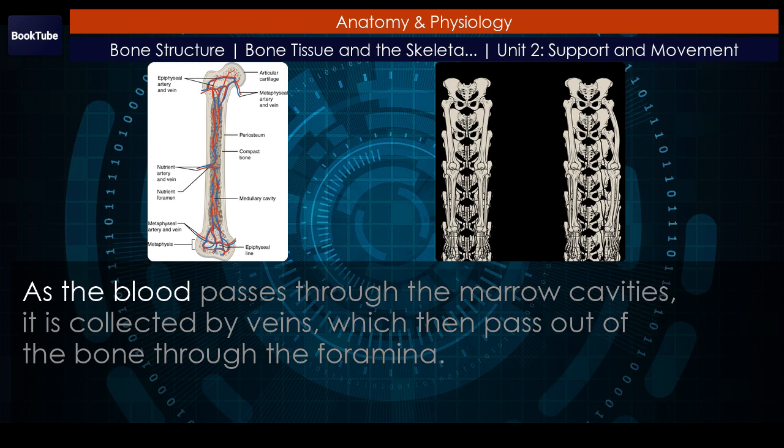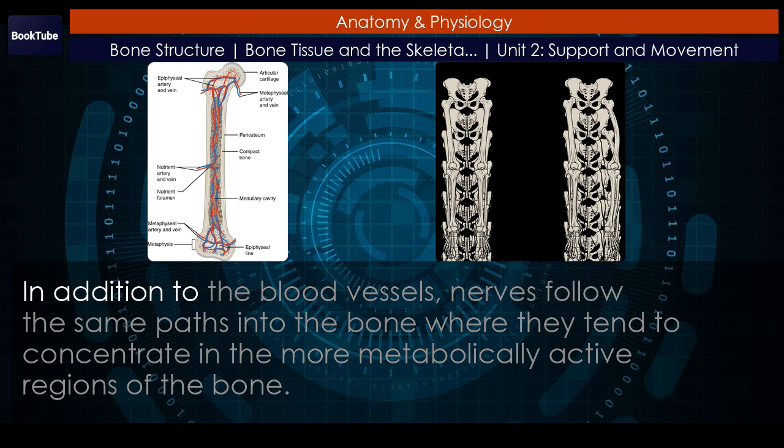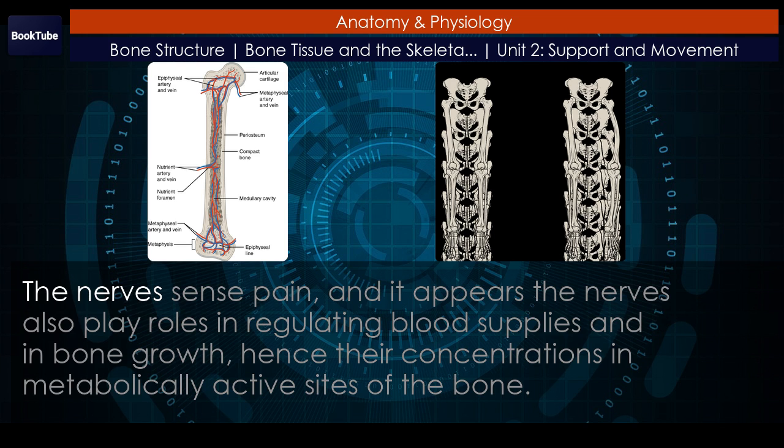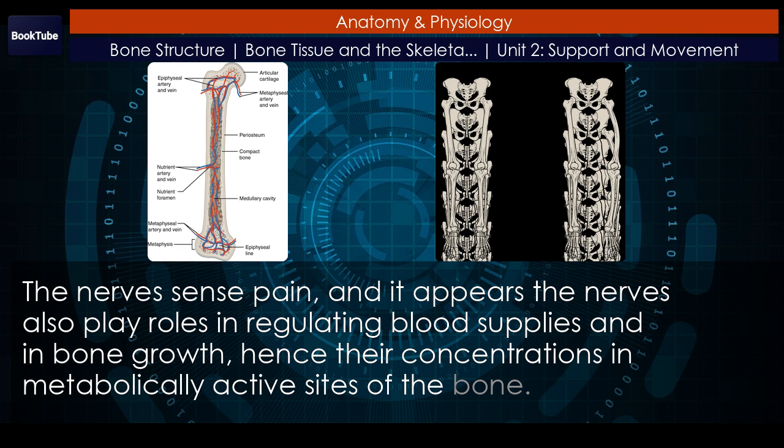As the blood passes through the marrow cavities, it is collected by veins, which then pass out of the bone through the foramina. In addition to the blood vessels, nerves follow the same paths into the bone where they tend to concentrate in the more metabolically active regions of the bone. The nerves sense pain, and it appears the nerves also play roles in regulating blood supplies and in bone growth. Hence their concentrations in metabolically active sites of the bone.